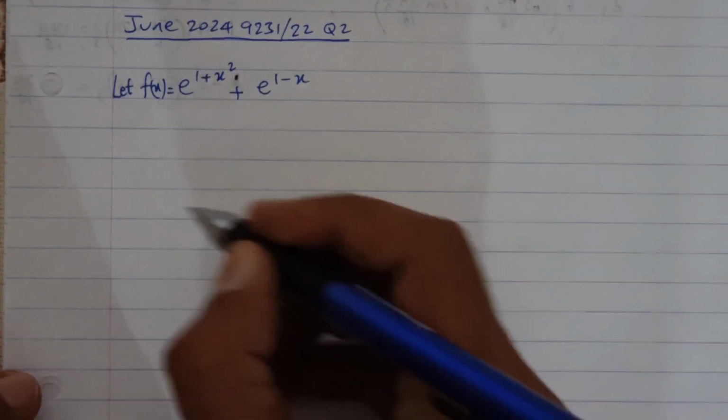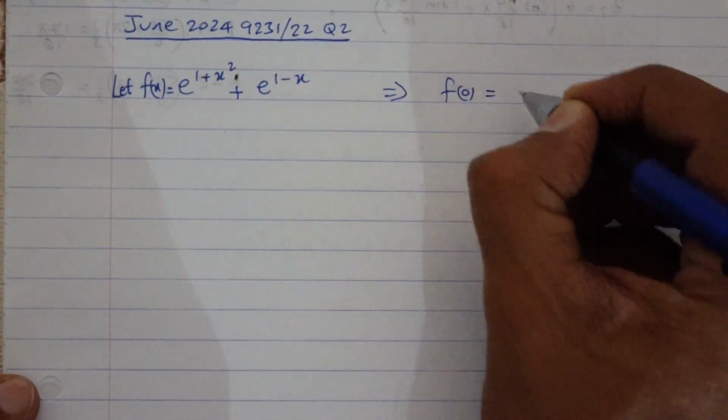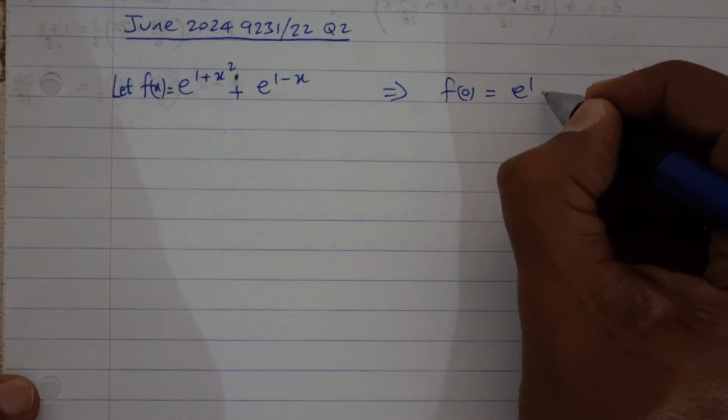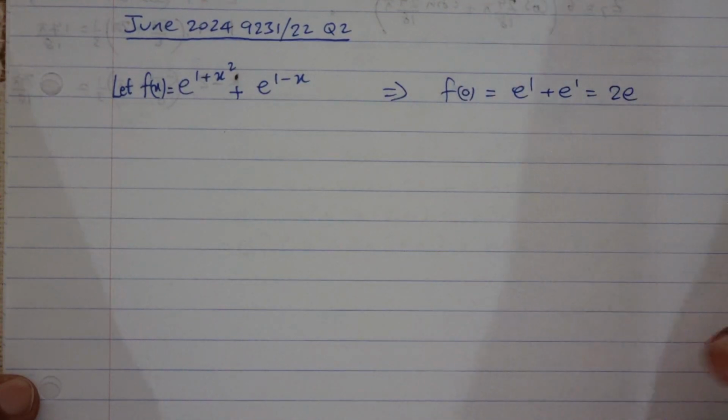And so we can just find f(0), which is going to be e to the 1 plus 0, which is e. All right, e to the 1 plus 0 squared plus e to the 1 minus 0 is e to the 1. So that's going to be 2e to the 1, which is 2e.